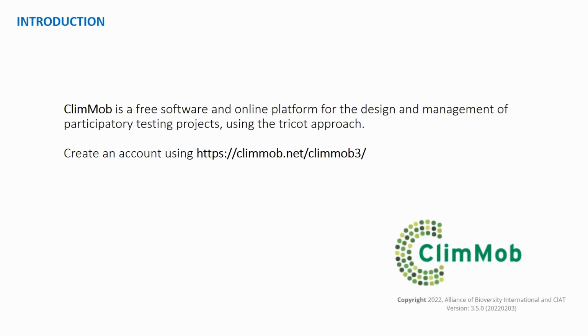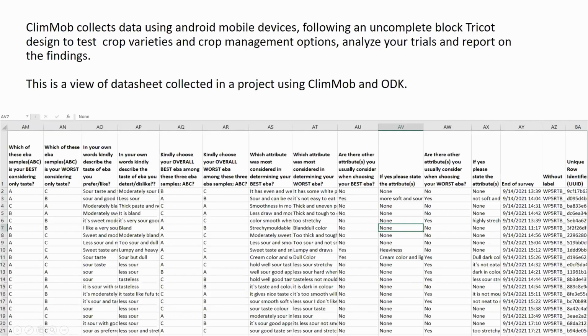ClimeUp is a free software and online platform for the design and management of participatory test projects. It is user-friendly and very easy to operate using the TRICOT approach. Firstly, you have to have an account with ClimeUp, and with the link shown, you can create an account easily. Next, this is just an overview of a project that was just concluded, our WP5 project, using ClimeUp, and it's using your Android mobiles and ODK.